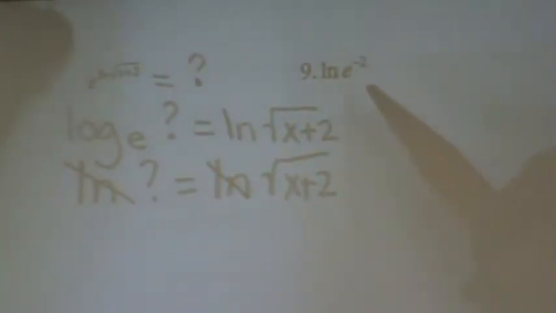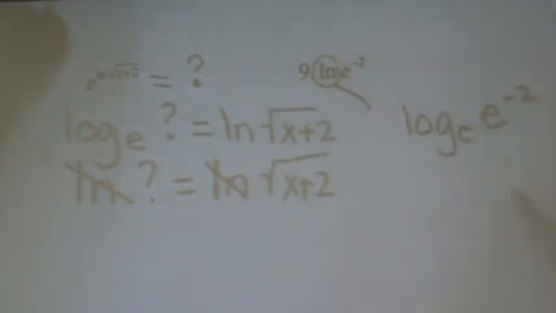Okay, check out this one. What's another name for ln? Log base e, and then you have e to the negative 2 power. Well, what happens to this negative 2? It goes in front. And what do you know when you have base and number here the same? What does this equal? That's equal to 1, so what's your answer?